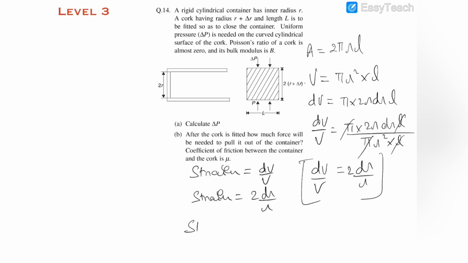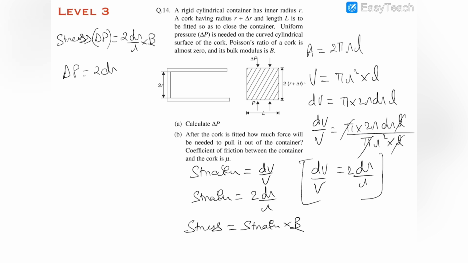So the stress which we need to apply will be strain into bulk modulus. The bulk modulus of this cork is given as beta. So the stress, which is delta P, which we need to apply on this cork, will be 2 dr by r into bulk modulus. So this is the required value of delta P, 2 dr by r into bulk modulus.